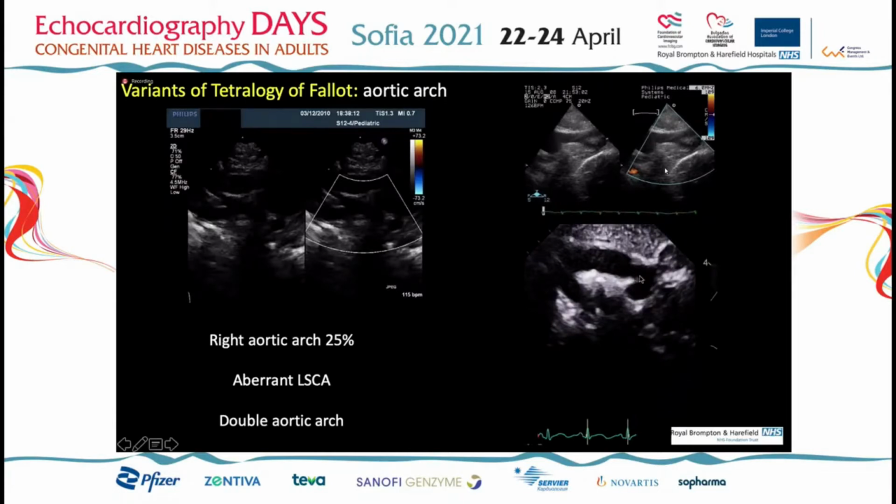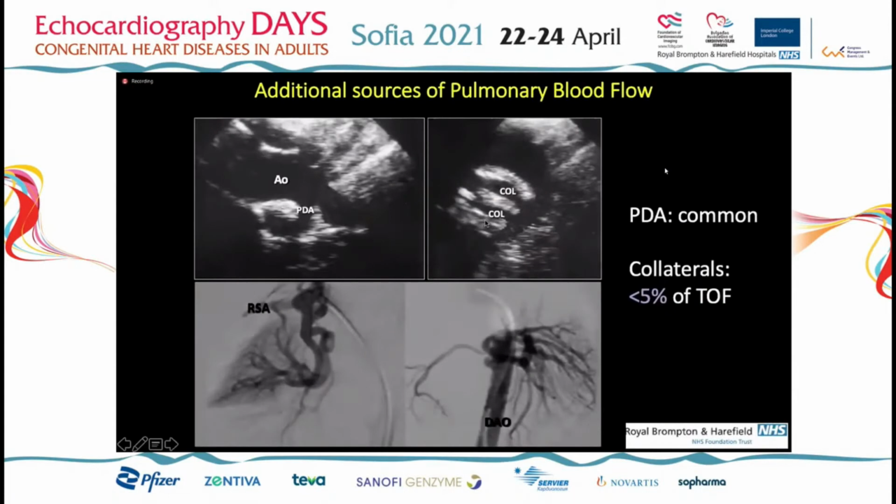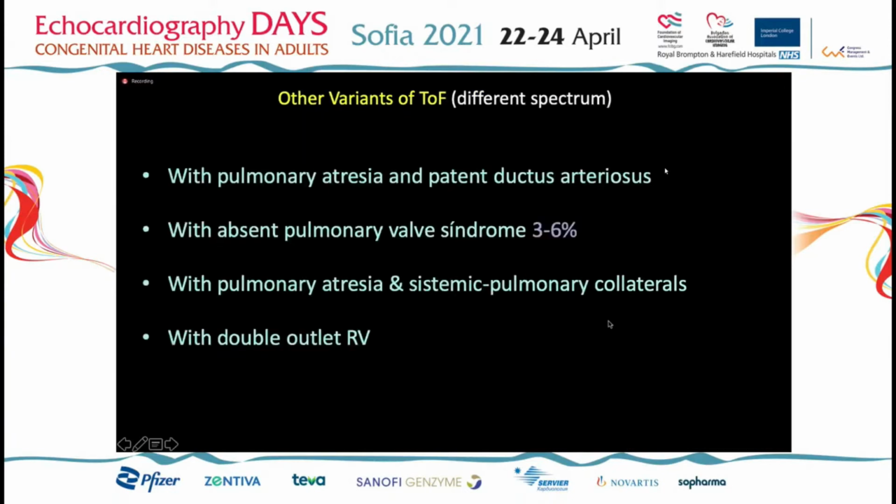So this baby has a right aortic arch with a bifurcation pointing towards the right. And patients with tetralogy of Fallot, depending on the degree of pulmonary stenosis, can also have additional sources of blood supply. As it was mentioned, it is more frequent in cases that have extreme pulmonary stenosis or pulmonary atresia itself. But PDA is actually not uncommon, especially in the first days of life, and some of them can also have collaterals, but mostly patients with pulmonary atresia.